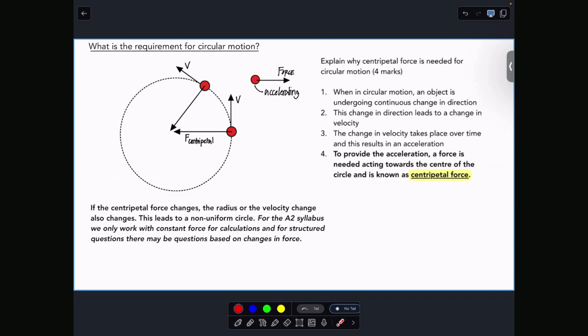Yes, we're going to do that right now. So centrifugal force is not really a force. It's actually a name given to a type of force.